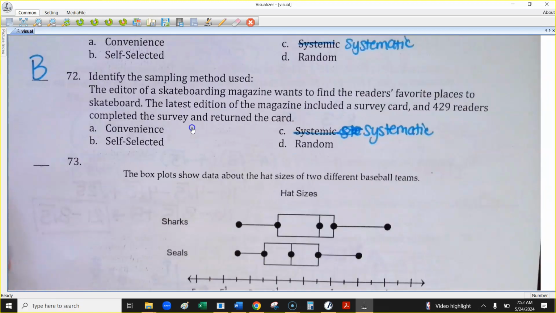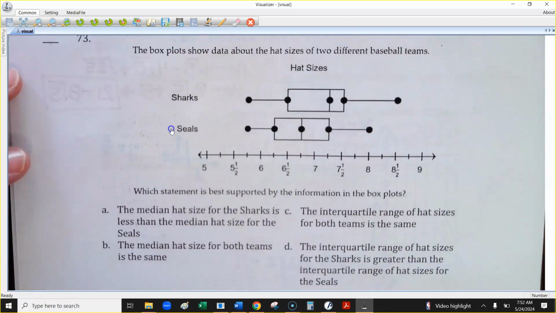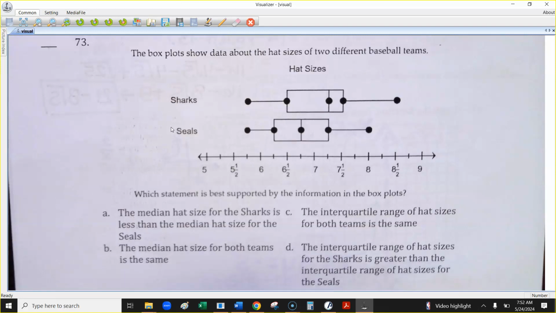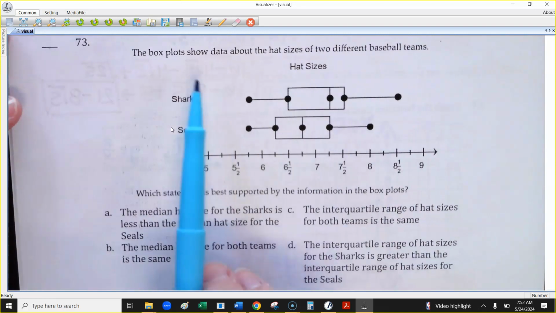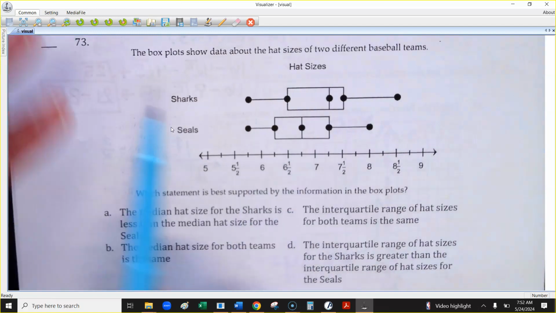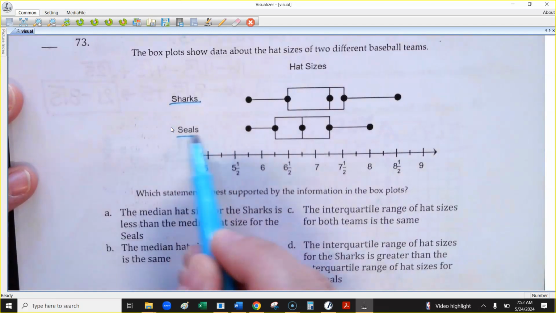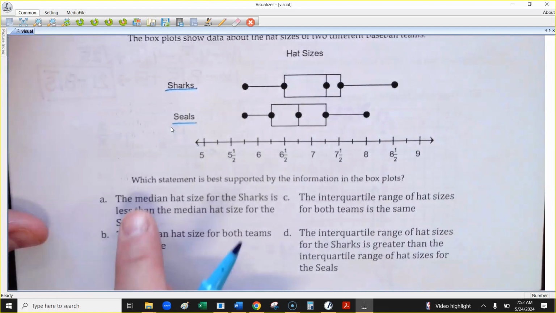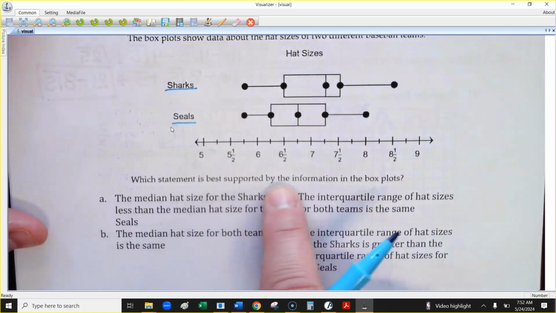Okay, now this last one's kind of a one question about this box plot. Okay, so box plot shows data about the hat sizes of 2 different baseball teams. So you got your Sharks and your Seals, apparently, and we're comparing them for the sizes of their hats. This says, which statement is best supported by the information in the box plots?